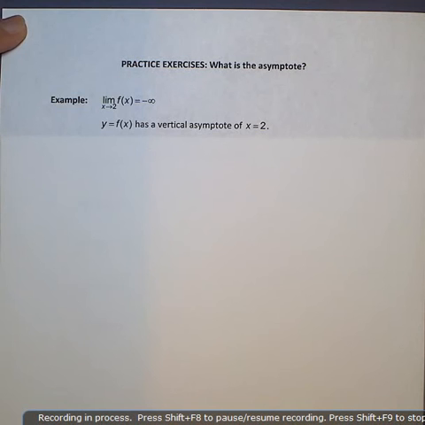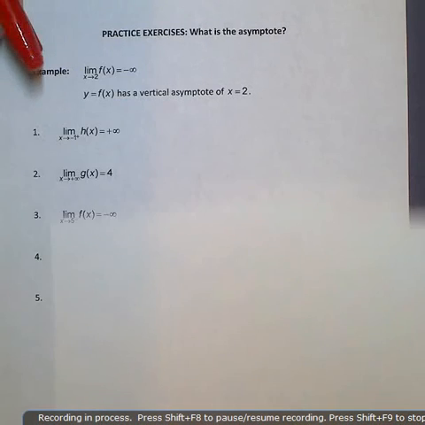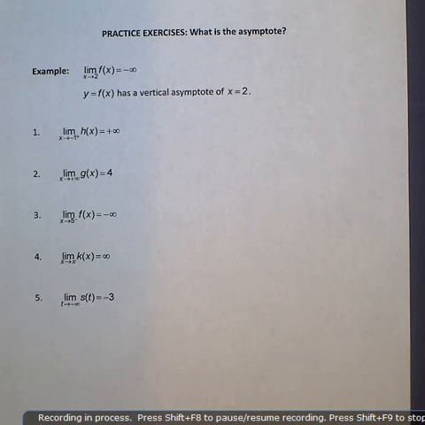Ready? I want you to pause the video here and provide the asymptotes that correspond to these limit statements. Once you are done, resume the video to check your answers.